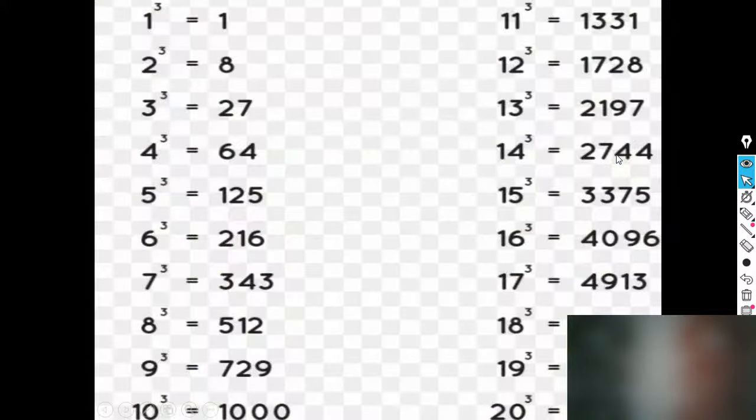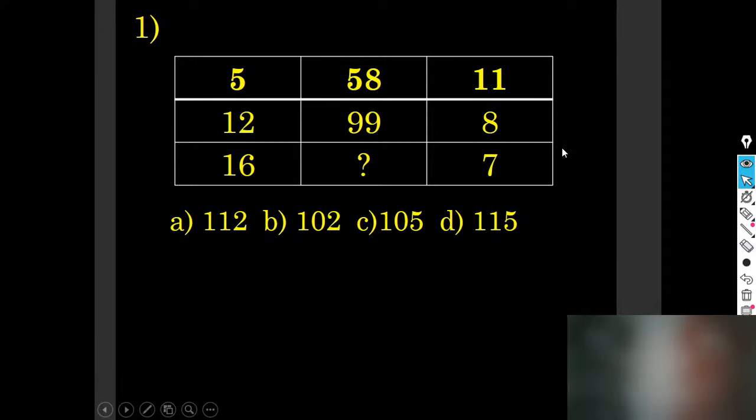Okay, next we should also be thorough with 1 to 20 cubes. Okay, let us discuss the first question. This is the first one.